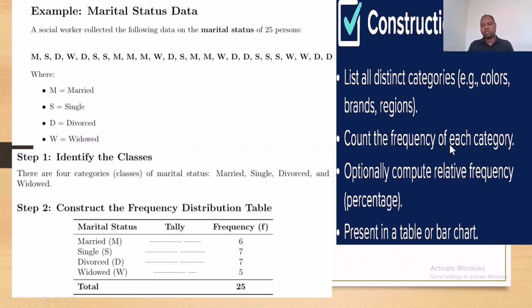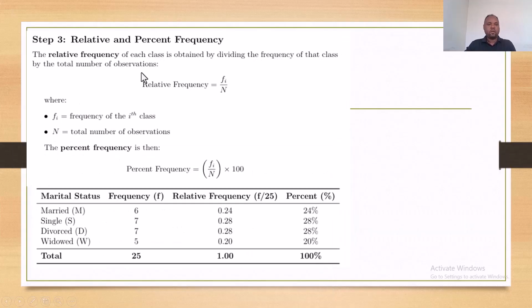Optionally, we can also compute from this table the relative frequency or relative percentage. Rather than talking with frequency, it would be better to talk with percentages, the share of each category. The relative frequency of each class or category is obtained by dividing the frequency of that class by the total number of observations. Here we have 25 total observations in our raw data, and we have respective frequencies for each class.